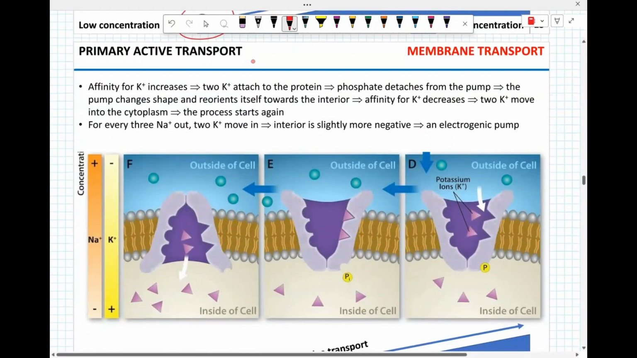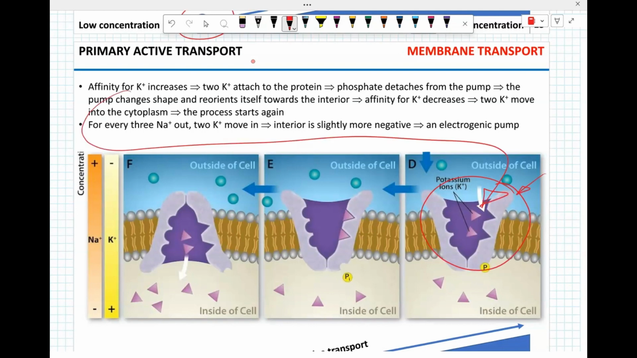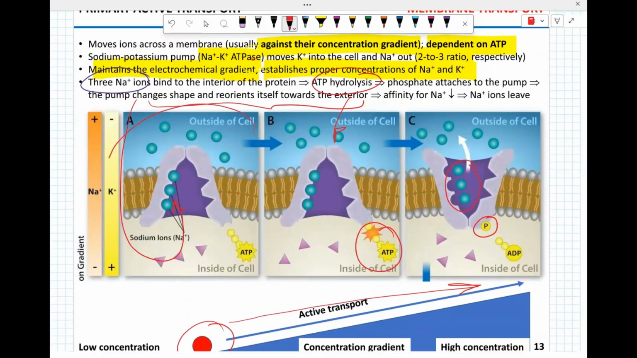Now, the affinity of the pump to potassium ions, on the other hand, in this particular conformation increases. So potassium ions bind to the pump, and phosphate detaches from the pump. That detachment of the phosphate results in a shape change. The pump reorients itself towards the interior, and the affinity for potassium ions goes down. Two potassium ions move into the cytoplasm, and we go back to square one.